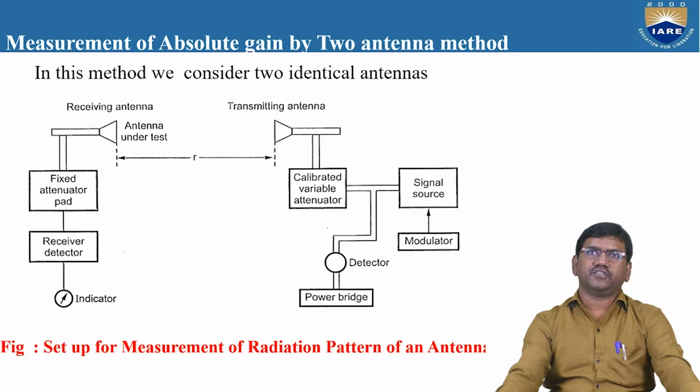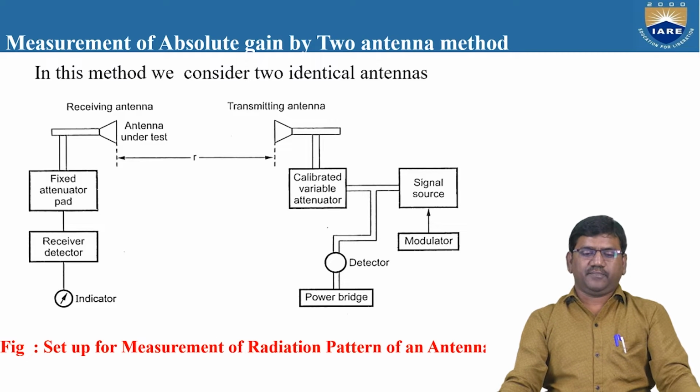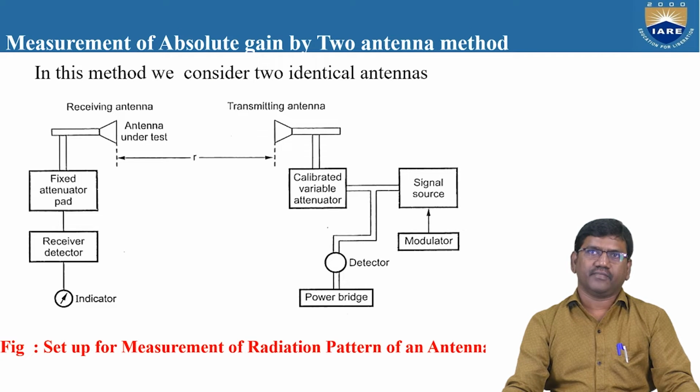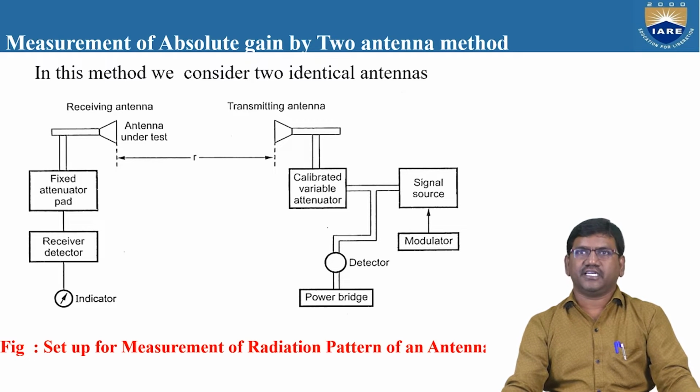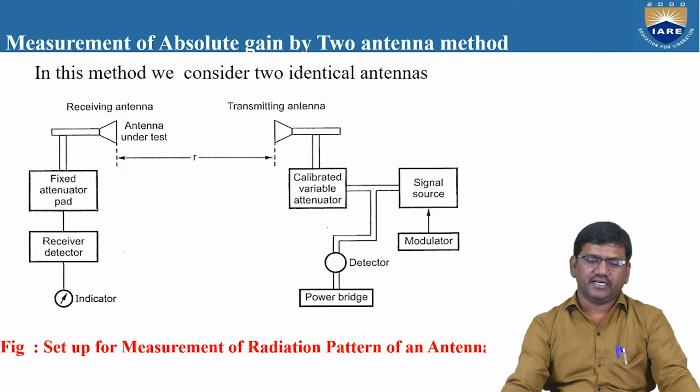The measurement of absolute gain by the two antenna method. Here we have the setup required for measuring the gain. In the two antenna method, we use only two antennas. One is the transmitting antenna, the other one is the receiving antenna. Let us assume the receiving antenna is the antenna under test.